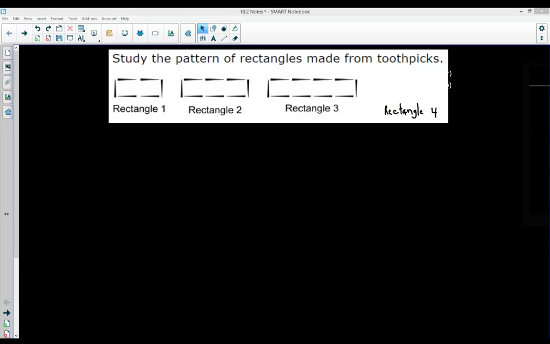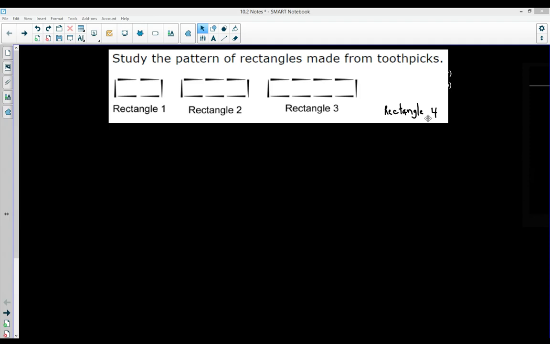Good afternoon, grade 7s. We're going to look at another pattern example question. The question says, study the pattern of rectangles made from toothpicks. Rectangle 1, 2, 3. How many toothpicks would be needed in rectangle 4?